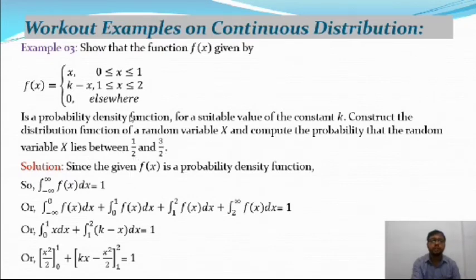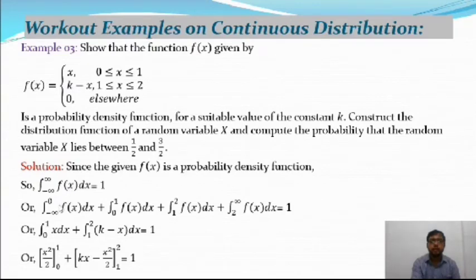So there are three parts to this question. First, we will find the constant value k. The second part is the distribution function, and the third is to find the value of the probability between 1/2 and 3/2. So here is the solution. Since the function f(x) is a probability density function, from the definition the integral from minus infinity to plus infinity of f(x) dx is equal to 1.